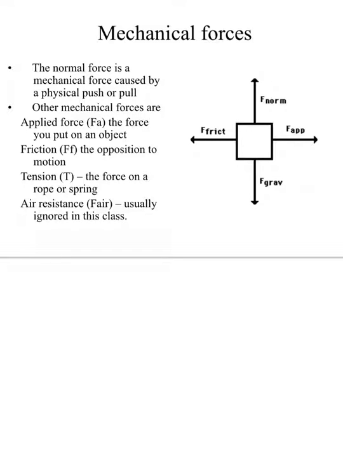The forces we're going to deal with in this course are called mechanical forces. They're caused by some physical push or pull, not some other weird thing like magnetism or electricity. It's actually physically pushing something. The force you apply to something we tend to call the applied force, so F with a little a after it. The force of friction is the opposition to motion. Every time something's moving, friction is trying to stop it. Tension would be the force on a rope or spring. And air resistance, we're just going to ignore because you can't actually do anything with it if you don't know calculus. And not the easy calculus either.